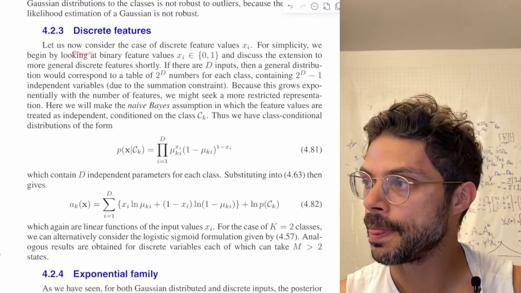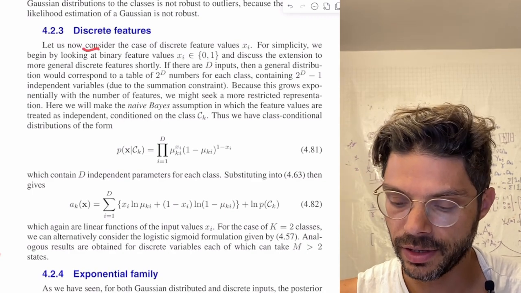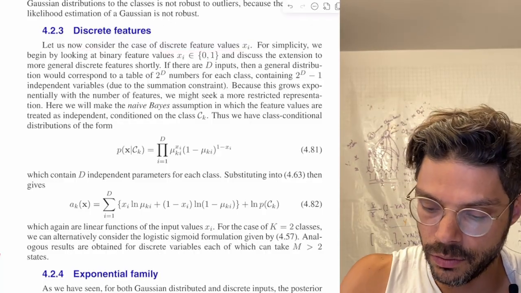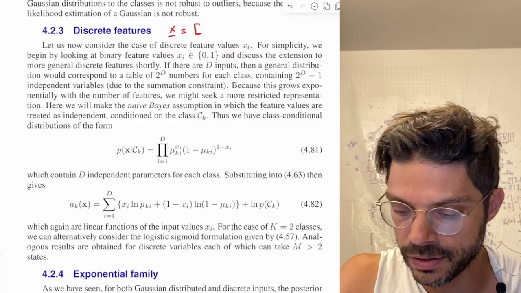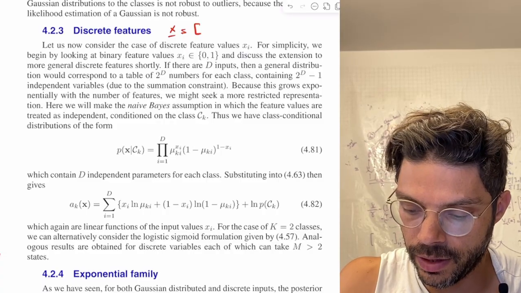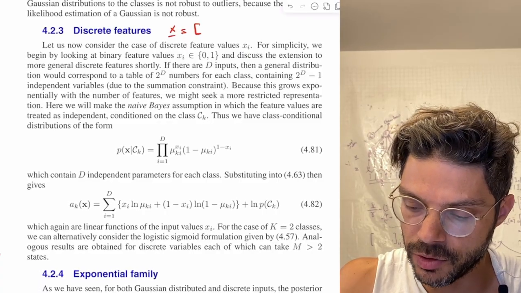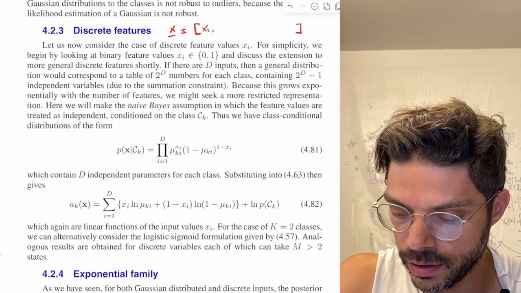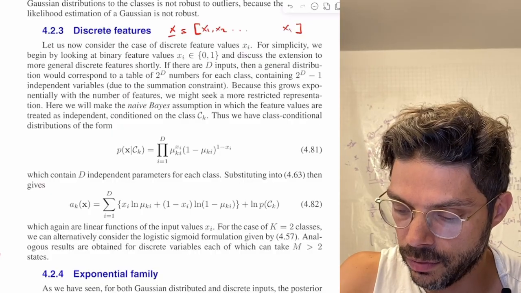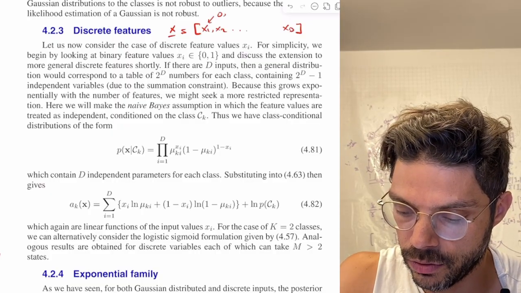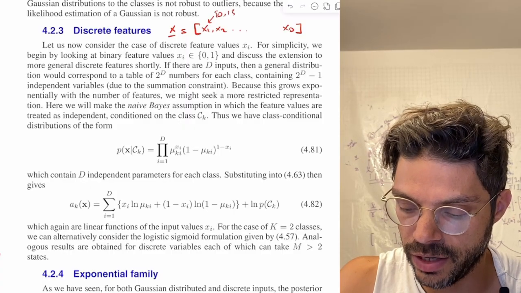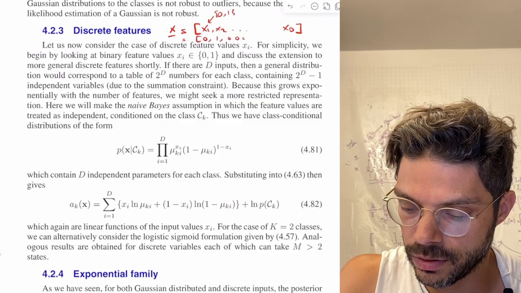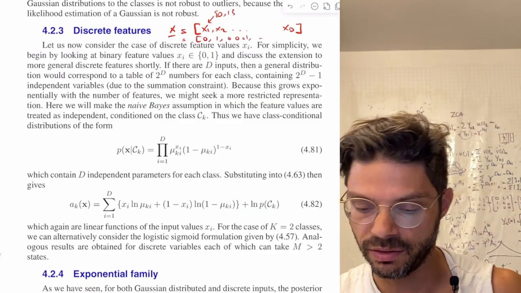Okay, so now he says, let us now consider the case of discrete feature values x_i. So we're going to be talking about these vectors x, and in our case we're going to be just dealing with the binary case. The extension will be obvious. So let's say x_1, x_2, all the way to x_d, and each one of these is going to be 0 or 1. For example, it's going to be like 0, 1, 0, 0, 1, and so on. And there's d of them.